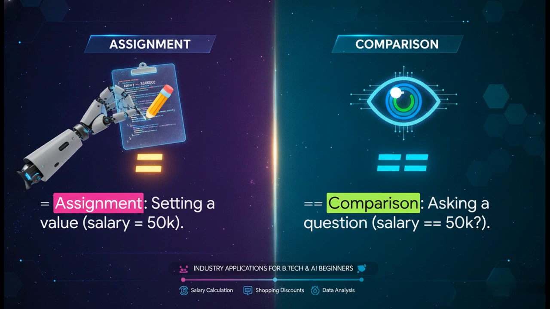But the double equal sign, that's a comparison. It is a question. You're asking the computer, hey, is the salary currently 50,000? If you accidentally use a single equals when you really meant to ask a question, your code is going to crash. Or even worse, it'll secretly overwrite your data. So remember, never ever confuse setting a value with asking a question.